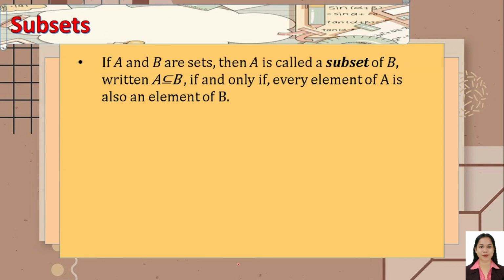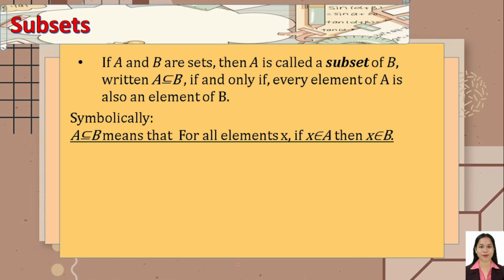Okay. Next slide. Let's proceed now to the subset. So, when we say subset, if A and B are sets, then A is called a subset of B. Written, A is a subset of B if and only if every element of A is also an element of B. So, in other words, dapat yung element na meron sa A, dapat meron din yung element na nasa B. Ibig sabihin, every element of A is also an element of B.